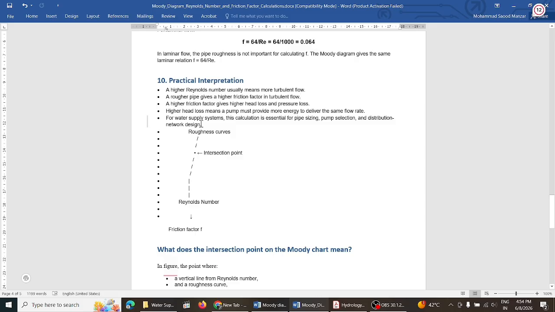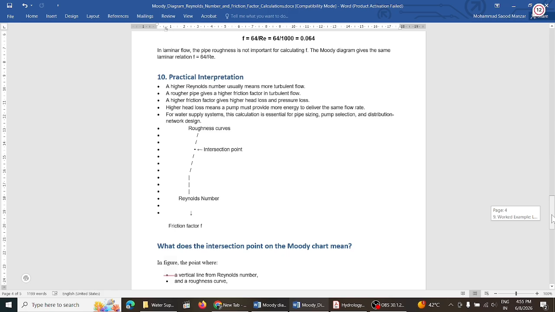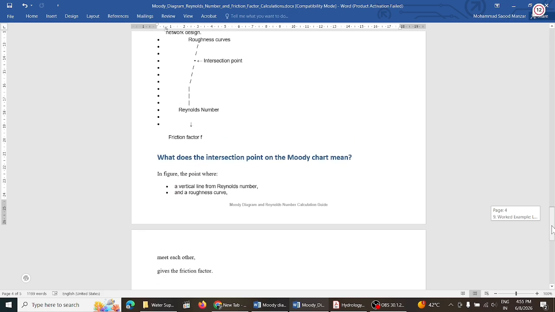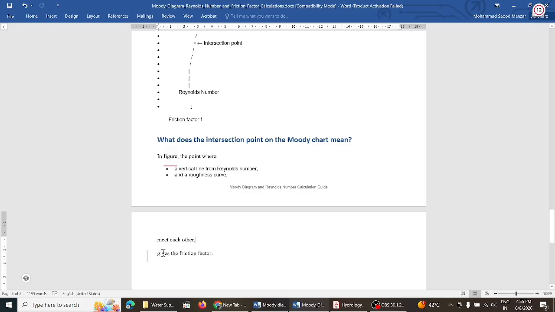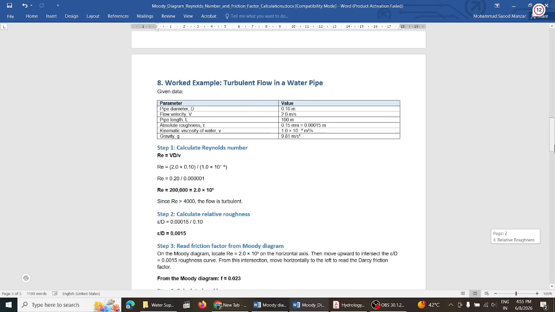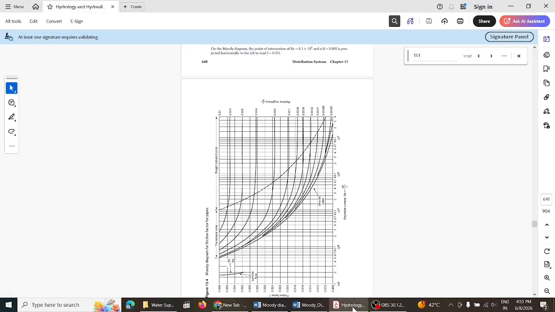So you can see, first of all, to find out the friction factor, we must know the Reynolds number. Then we'll go vertically up and see the roughness, that is the epsilon upon d ratio. So wherever you get the intersection, that will be your friction factor. So in this figure, a vertical line from the Reynolds number and a roughness curve meet each other. This gives you the friction factor. Similarly, you can see in this one here also.